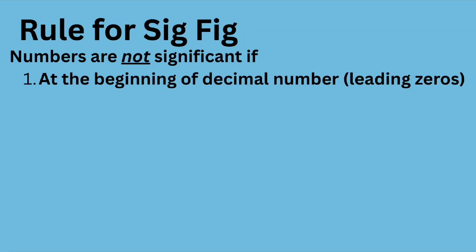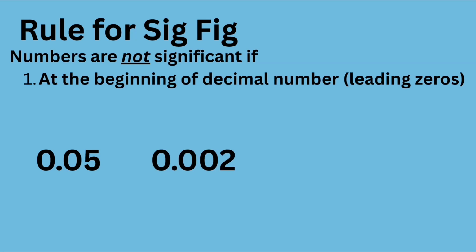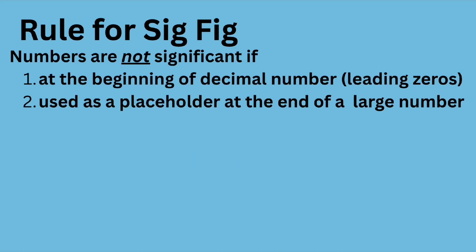Okay, so here's where we deal with where zeros are not significant. When a zero is at the beginning of your number, it is not significant. So if you have 0.05 or 0.002, those zeros are not significant. You do not begin a significant figure until you get to a counting number. Leading zeros are not significant.